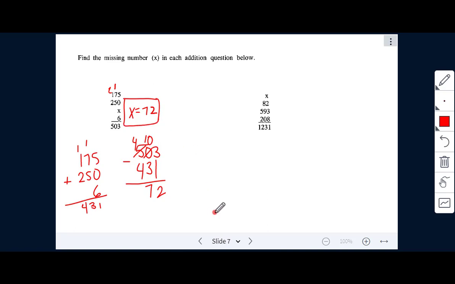All right, I'm going to give you guys some time to try this one here. So we have to figure out what x is. And we have 3 numbers here. Our total sum is 1,231.